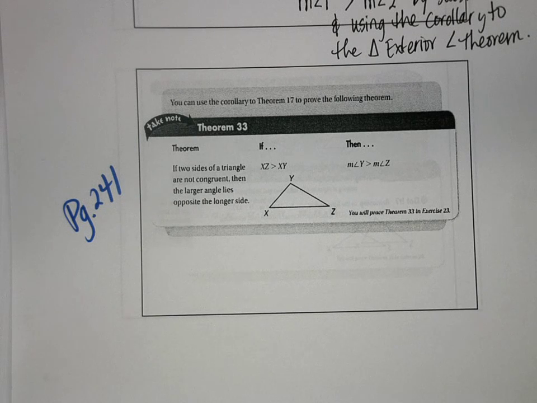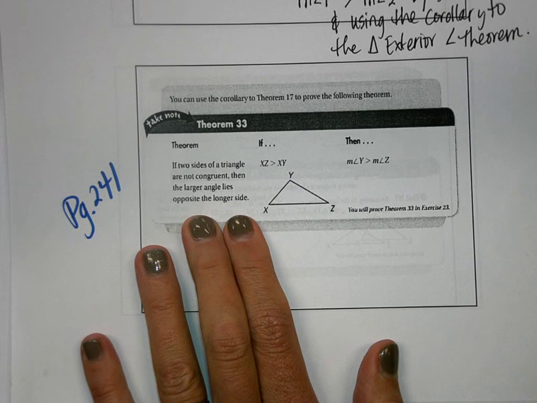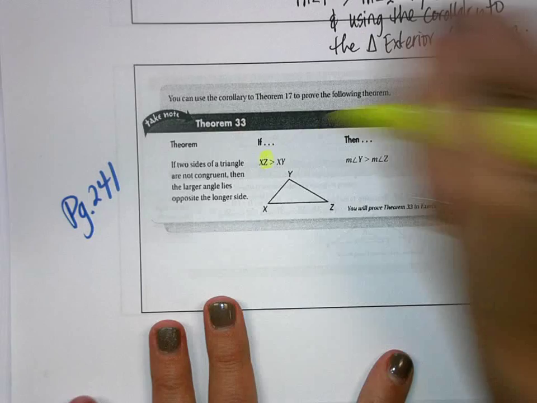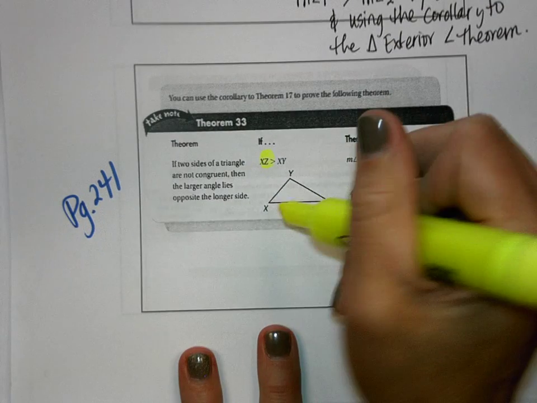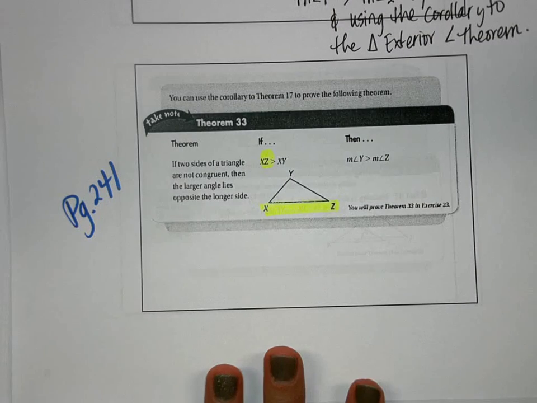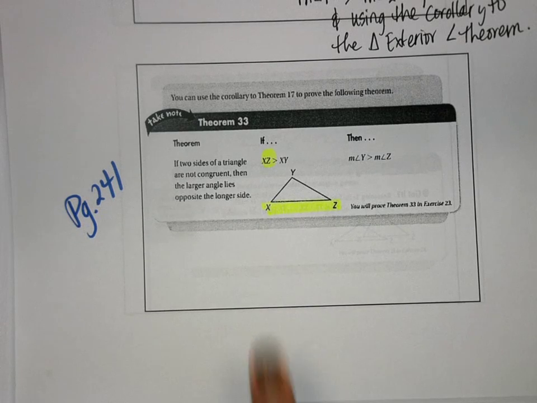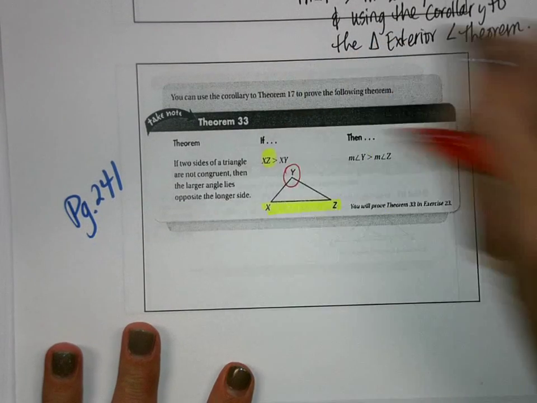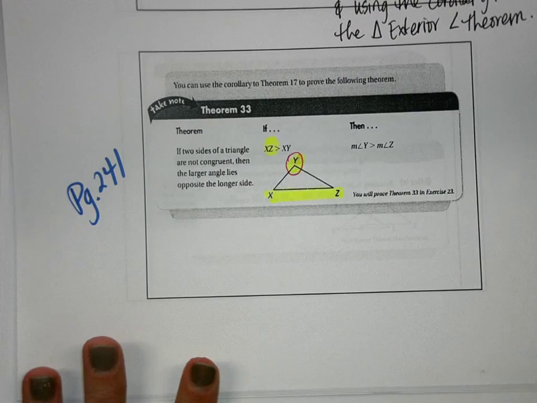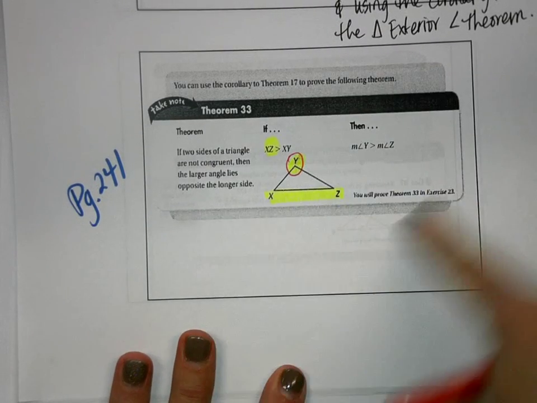On this theorem it says, if two sides of a triangle are not congruent, then the larger angle lies opposite the longer side. So right here, it is saying that XZ is greater than XY. So this XZ is our longest side. They are saying that this longest side is across from your largest angle. So this means that Y is our largest angle. So we're going to write this in words so it makes more sense than looking at this.